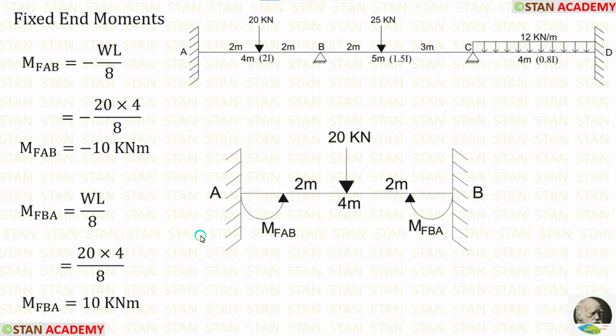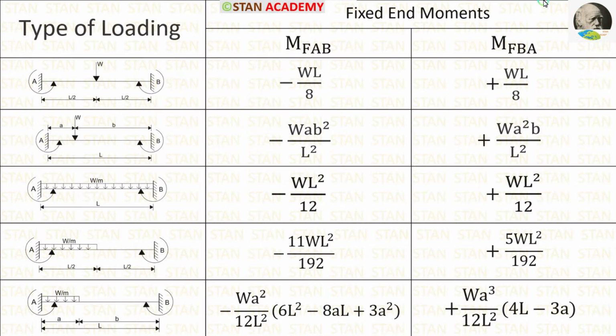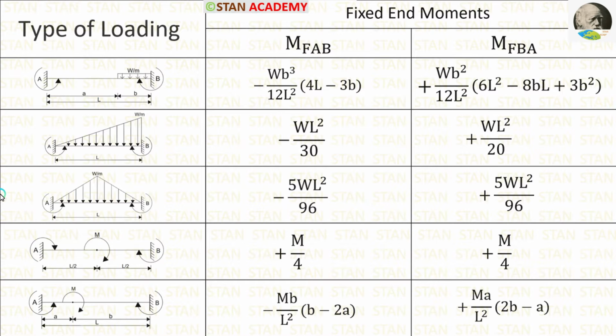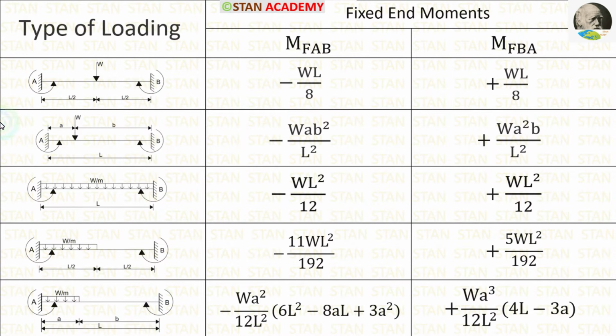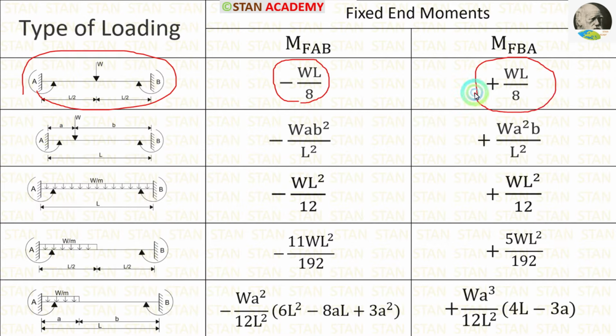Now, let's see the formulas to calculate the fixed end moments. In this table, you can see some of the important fixed end moment formulas for the different type of loadings. In the span AB, there is a point load acting on the center. So we have to select this condition. The formulas are minus WL upon 8 and positive WL upon 8.